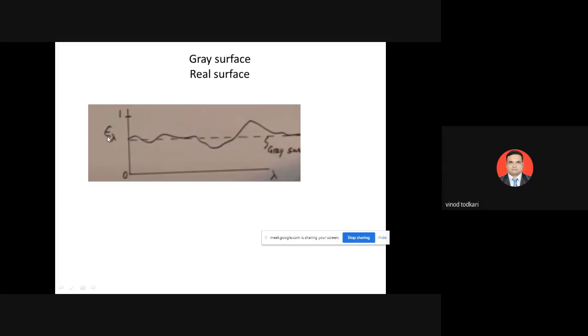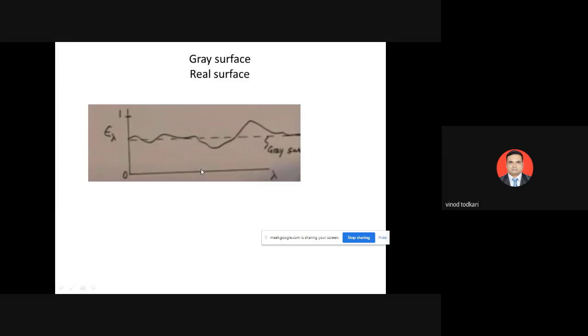Actually, the monochromatic emissivity is varying with respect to wavelength. But ideally or theoretically, we assume that it is constant, right? That assumption is called gray surface. So how can we define gray surface? Gray surface is defined as the surface which has a constant value of monochromatic emissivity irrespective of the wavelength, which will not vary with respect to wavelength. And what is real surface? Actually, all surfaces are real surfaces. The value of monochromatic emissivity will vary with respect to wavelength.